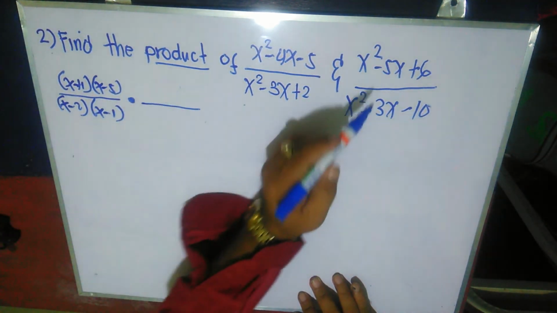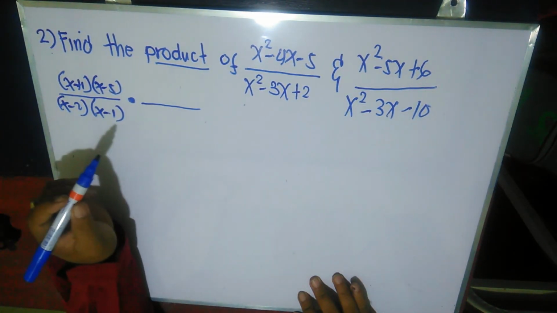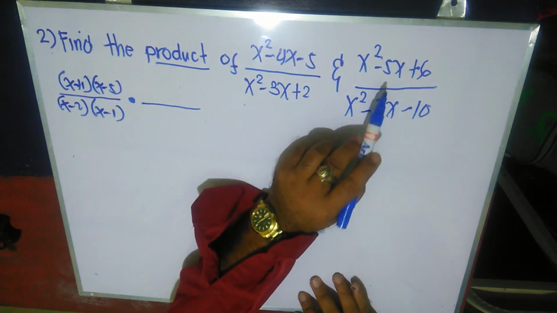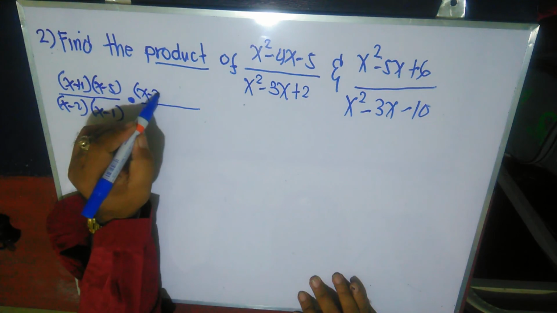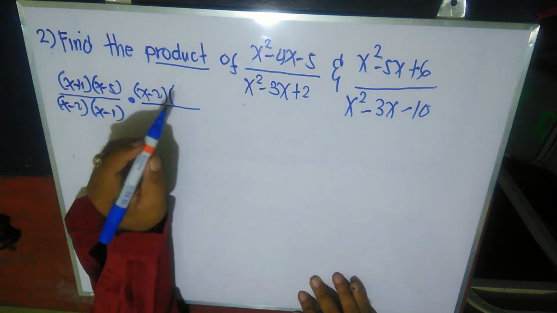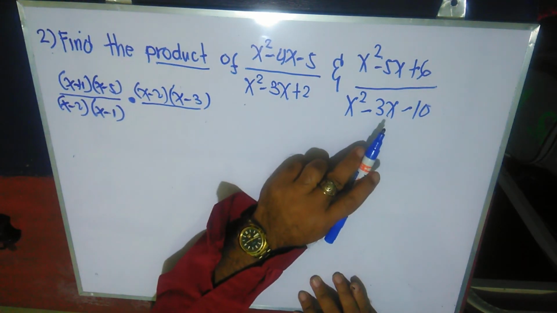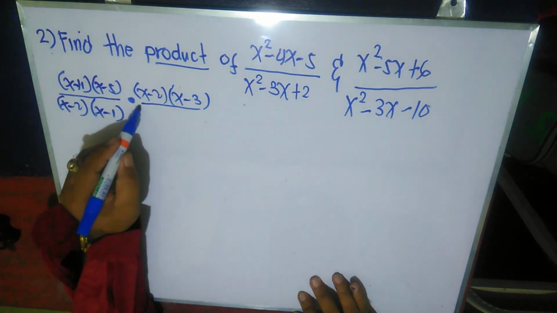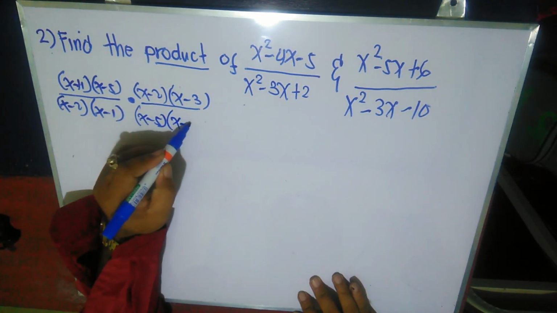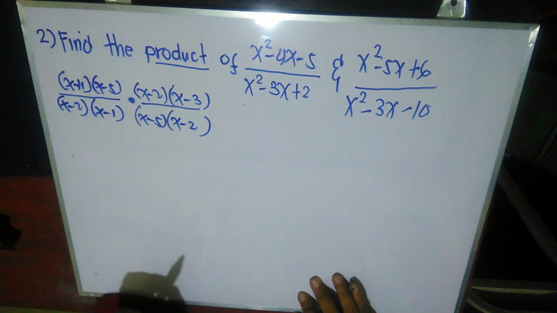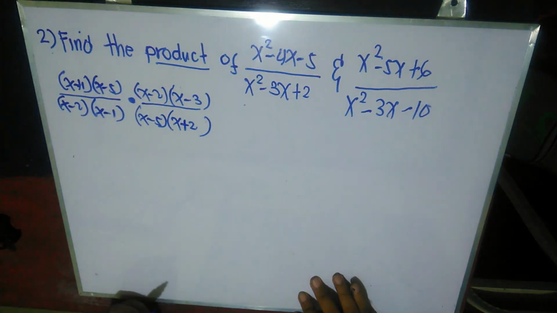Next we factor the second rational expression. The factor of this are x minus 2 times x minus 3, then the factor of this is x minus 5 times x minus 2. Wait, this is not minus 2. That is x positive 2.